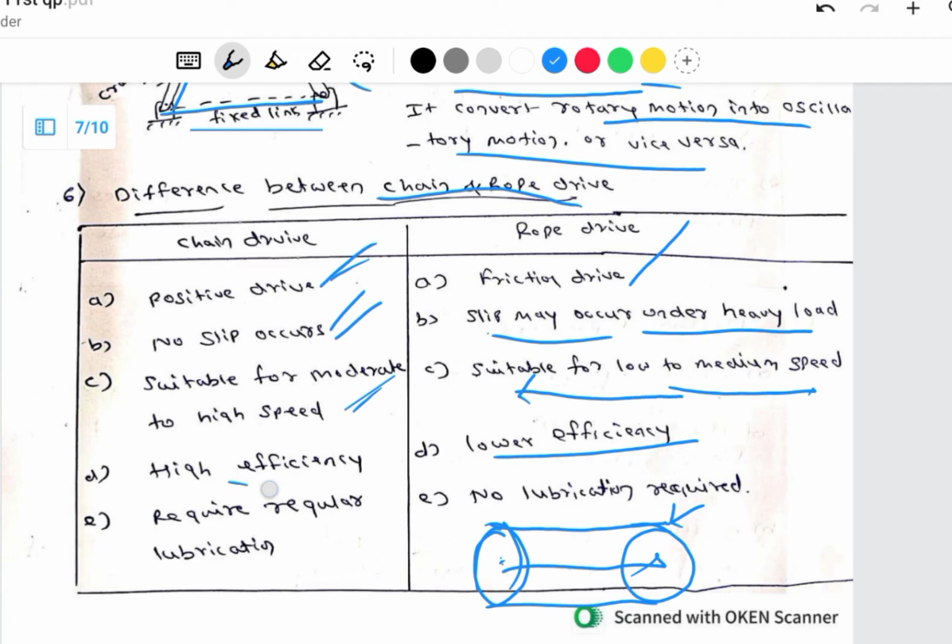Efficiency is low for one, and high for the other. The chain drive requires regular lubrication, otherwise it will make noise. There is no lubrication required for the belt drive. Have you ever seen any lubrication required for a belt? No, the belt itself has some grip. If you provide lubrication, the belt will slip. So there is no need to provide lubrication for that.